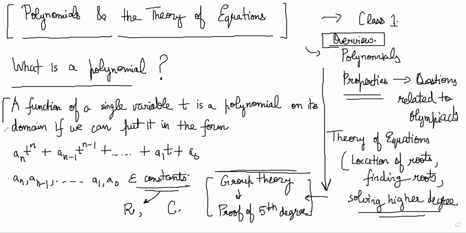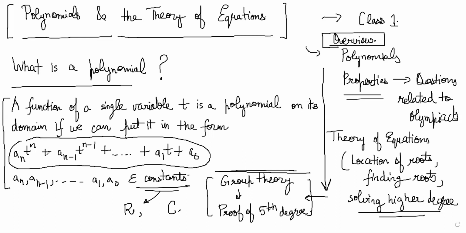So what does this definition really mean? What it means is a function of a single variable t, any function can be called a polynomial in its domain wherever it is defined if we can put it in this form, where it is written as a sum of monomials. Monomials means single terms which have a_n t^n. There is a constant and a t^n, where n is an integer, by the way. n is supposed to be an integer here.